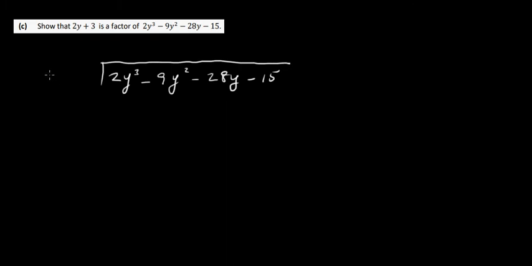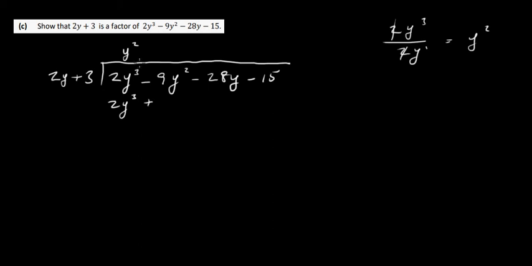So let's take the 2y plus 3 and divide it in. So 2y into 2y cubed will just give me y squared. In other words, 2y cubed divided by 2y. Well, 2 will divide into 2. y cubed divided by y is just y squared. Subtract the powers here, 3 minus 1 is 2. So now you multiply the y squared by these two, write the answer underneath here. y squared times 2y is 2y cubed. Plus times plus is plus 3y squared.